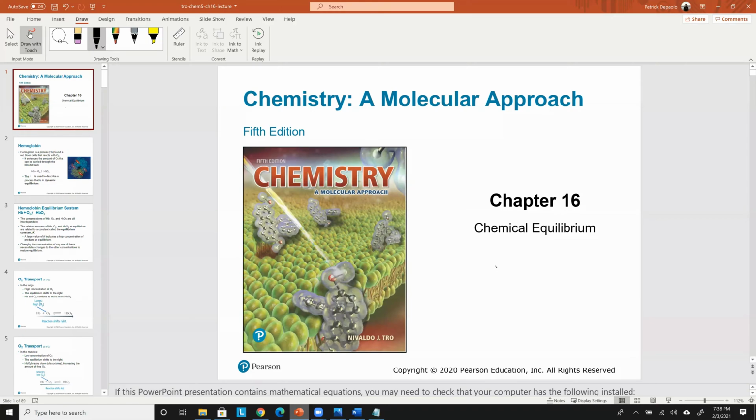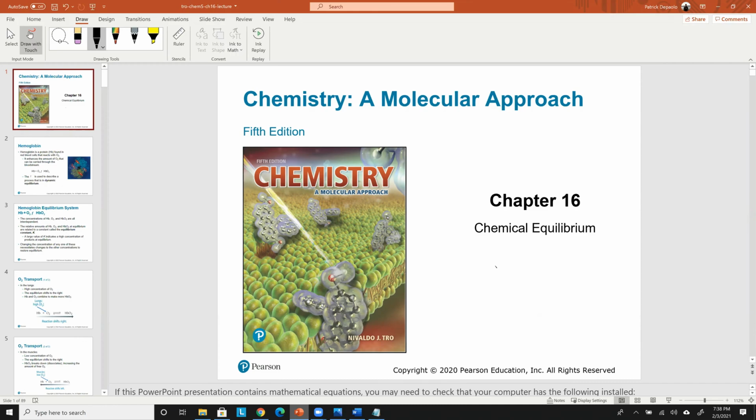Chemical equilibrium. So in chapter 15, the whole thing was this rate constant, right? Lowercase k. Now we're going to see capital K. And what capital K represents is something completely different. It represents the equilibrium constant. Really what it means is the equilibrium state of a reaction.